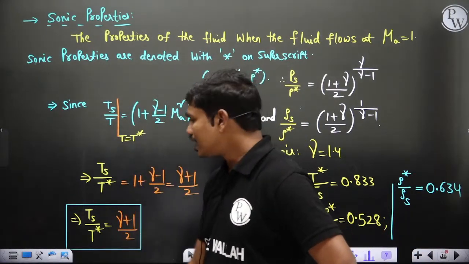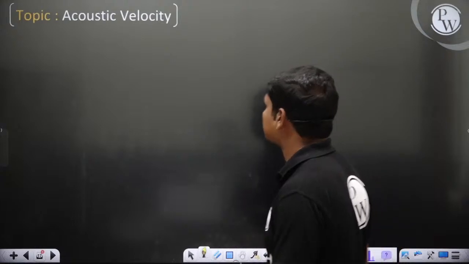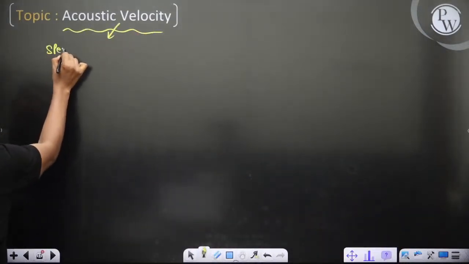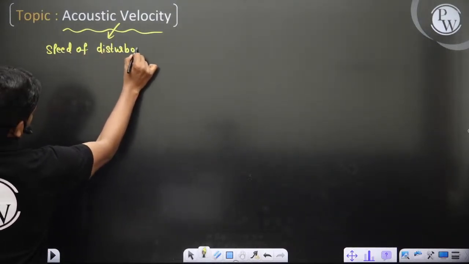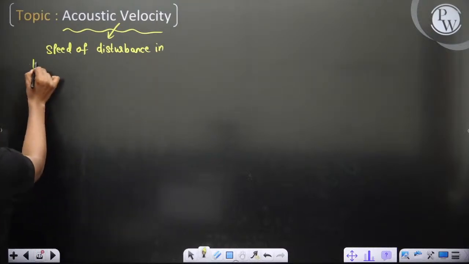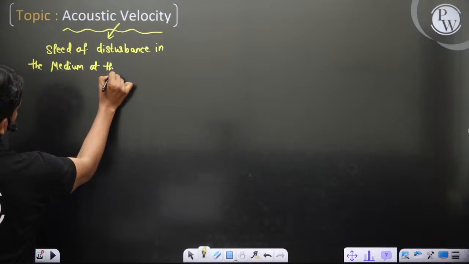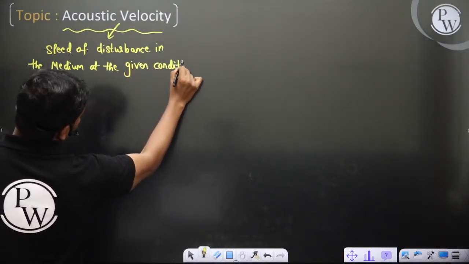Okay, so let's go to one very important part, which is acoustic velocity. We have to identify what this acoustic velocity is. Look, acoustic velocity is nothing but the speed of disturbance in the medium at the given conditions.